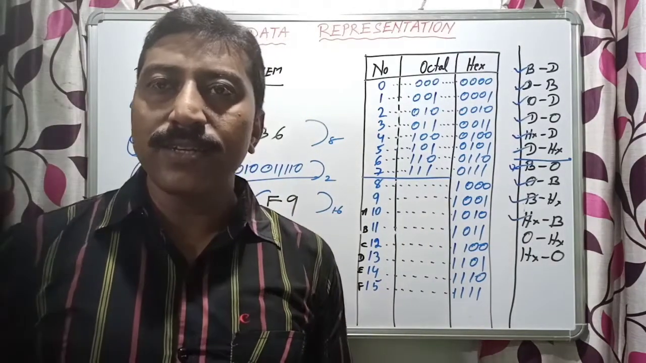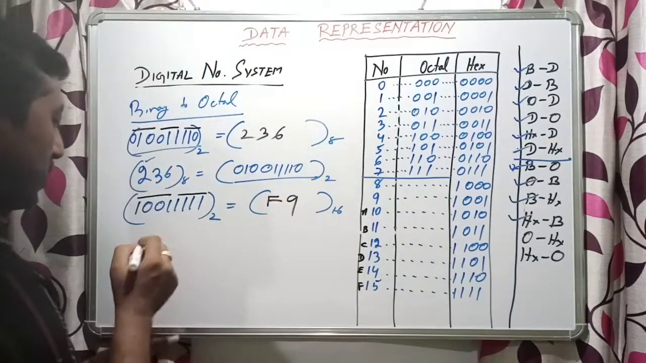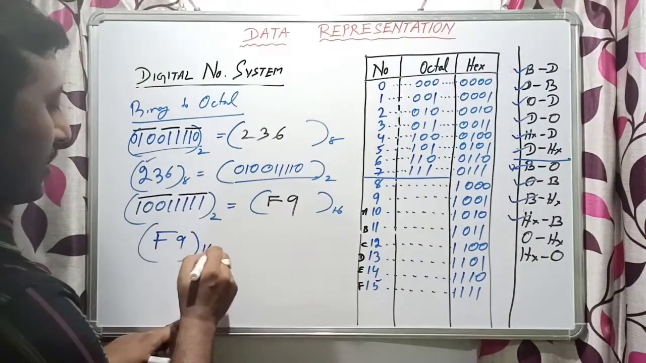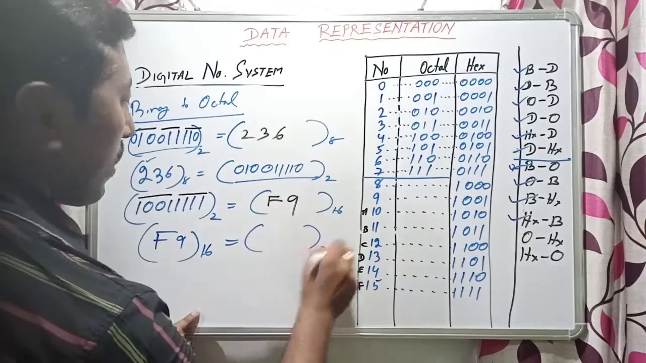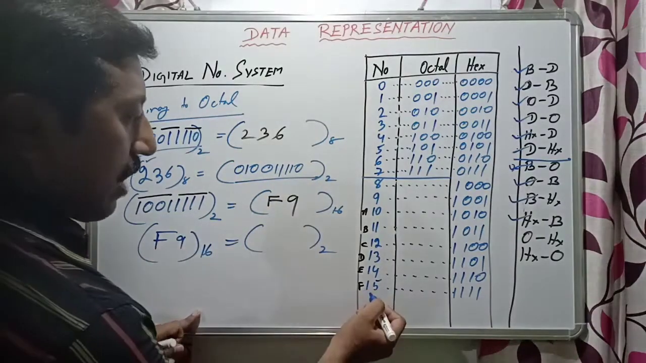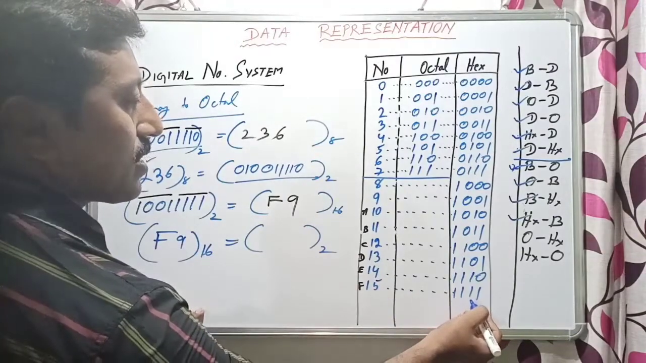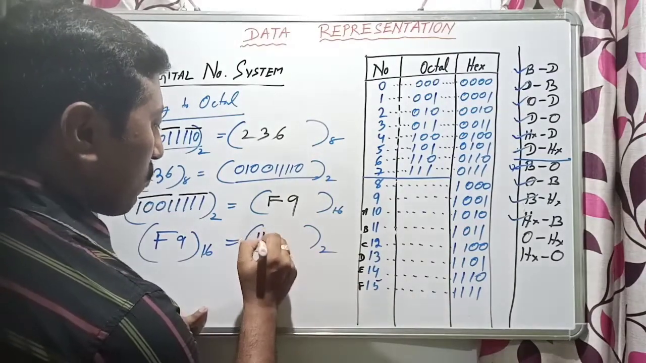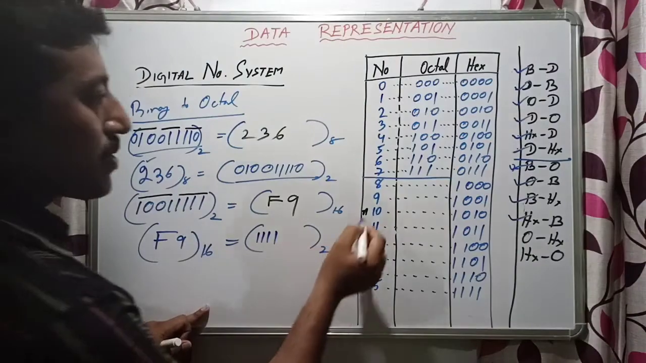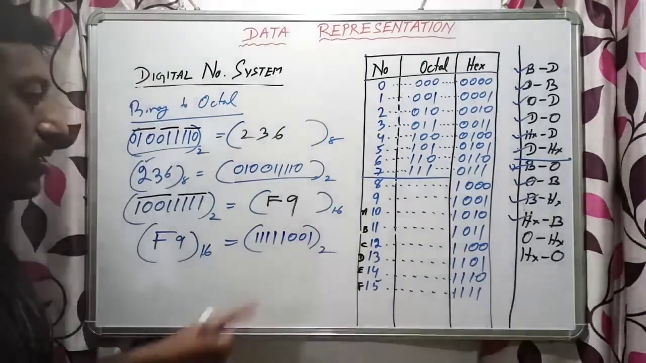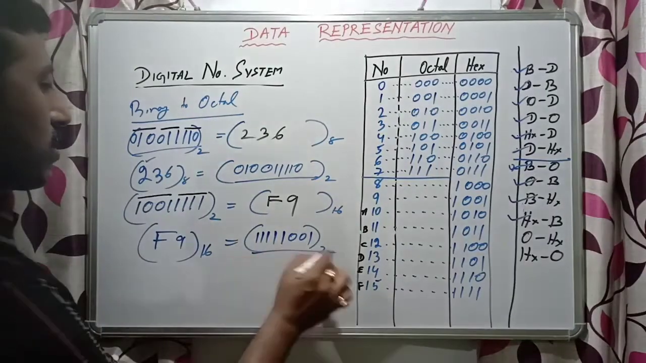So let us do the conversion just the opposite. We'll take again F9, write it as base 16, convert to binary. Now F means 15. 15 can be represented as 1111. Then 9 can be represented as 1001. Students, now you see the same answer. This one and this one are the same.